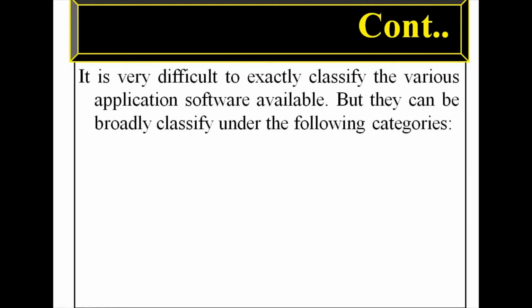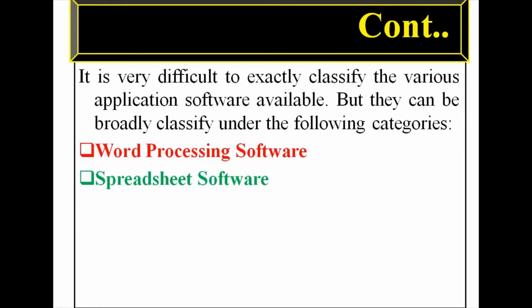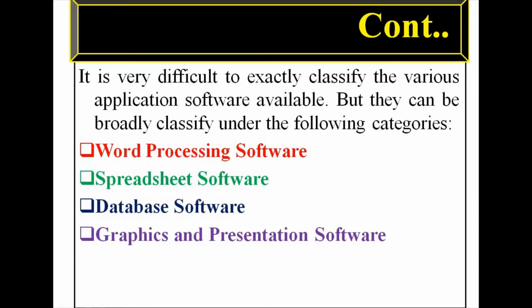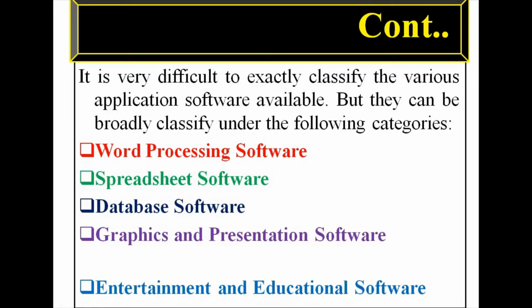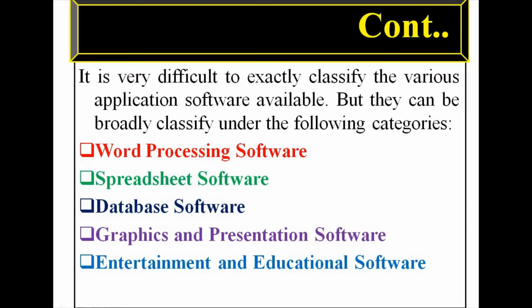It is very difficult to exactly classify the various application software available, but they can be broadly classified under the following categories: word processing software, spreadsheet software, database software, graphics and presentation software, entertainment and educational software, communication software.